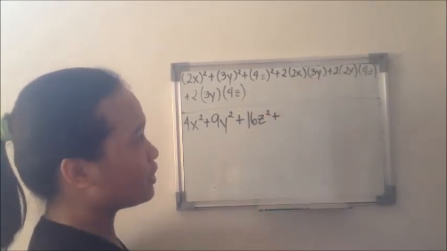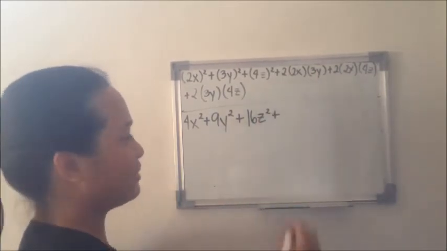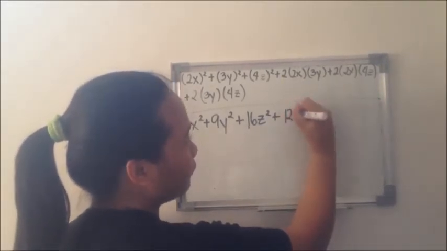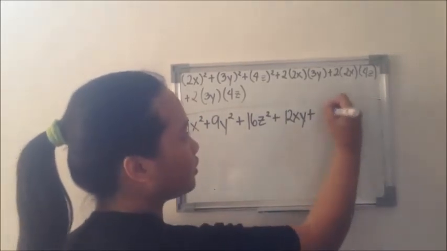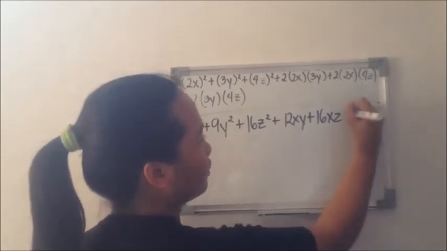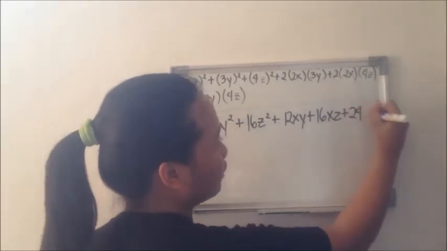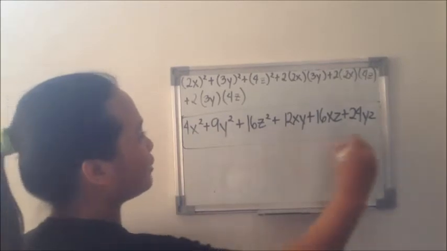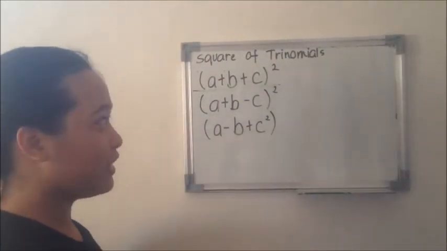Twice the first term and the last term. Multiply, then multiply by 2. 12xy, 16xz, 24yz. This is the final answer. We're done with the first general form of square of trinomials.